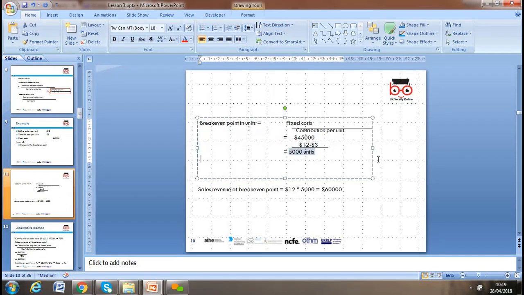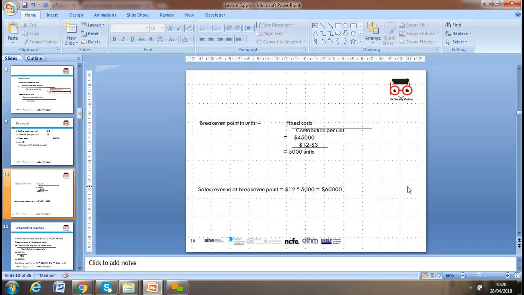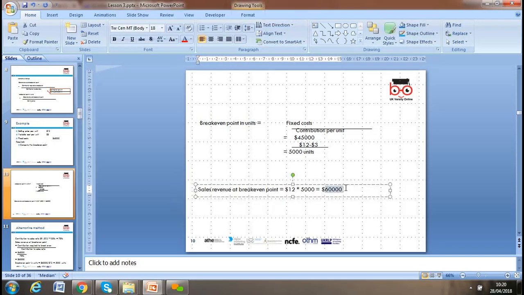Yes, 5,000 units, because it's 45,000. Okay, next now. At 5,000 units, what will the value of the sales be? Our selling price is 12 times 5,000 units, so our revenue will be 60,000 worth of sales. If we do 60,000 worth of sales, we will be at break even.